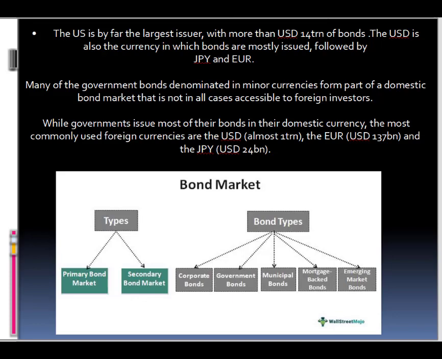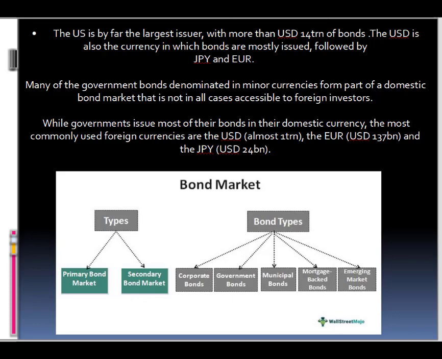The US dollar is also the currency in which bonds are mostly issued, followed by the Japanese yen and the euro. Many of the government bonds denominated in minor currencies form part of a domestic bond market that is not at all accessible to foreign investors. While governments issue most of their bonds in their domestic currency, the most commonly used foreign currencies are the US dollar, 1 trillion, the euro, 137 billion, and the GBP.